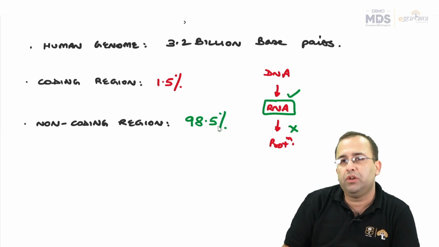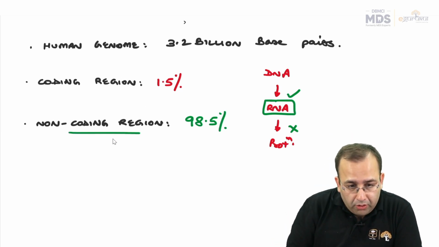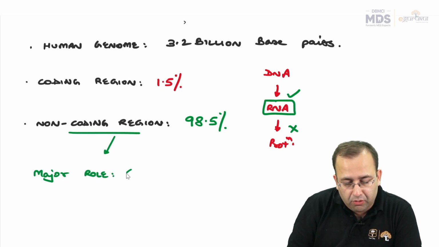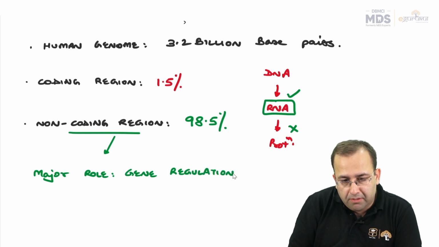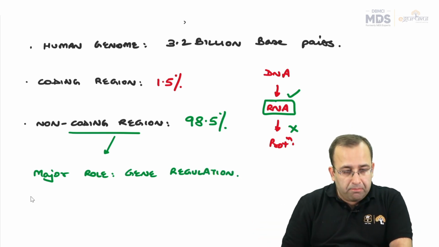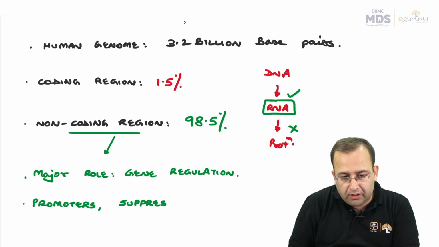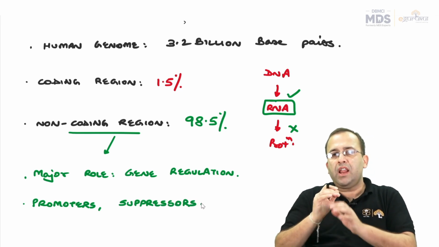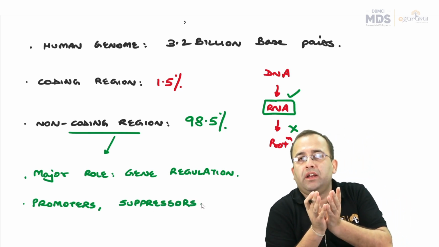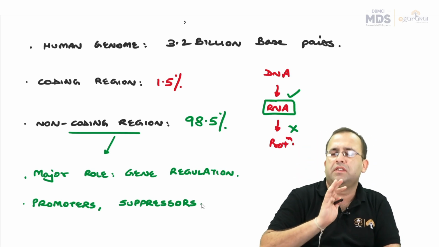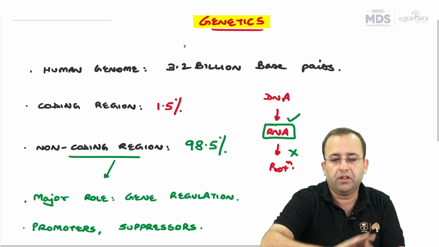Does this non-coding region have any role in the body? Yes, it plays a major role in gene regulation. Meaning all the promoters, suppressors, everything is in the non-coding region. It is forming RNA, so it plays a major role in gene regulation.